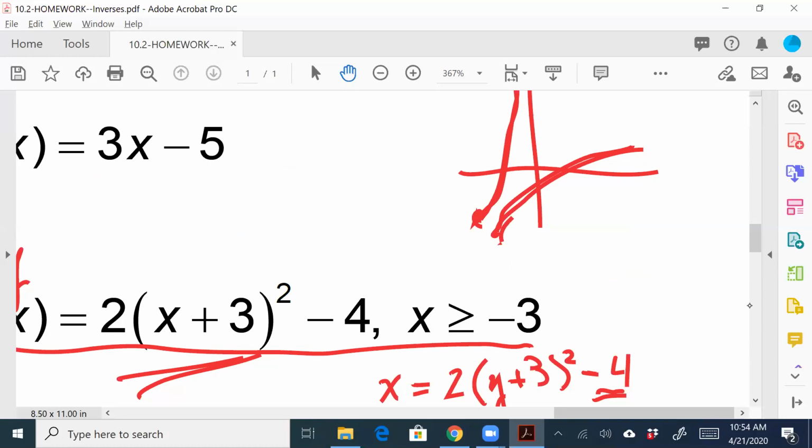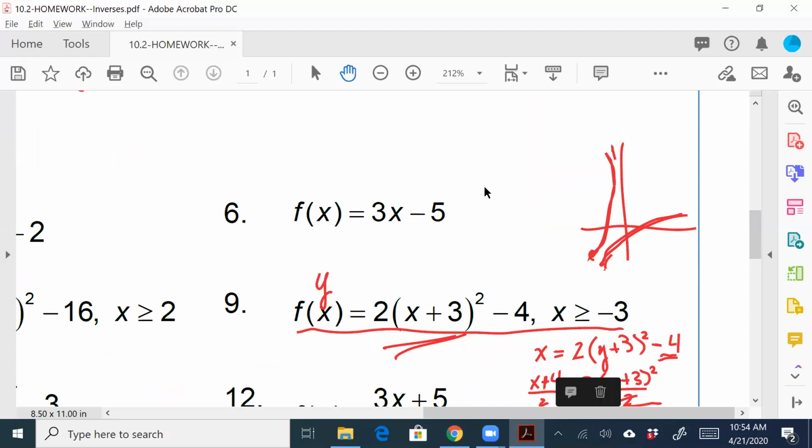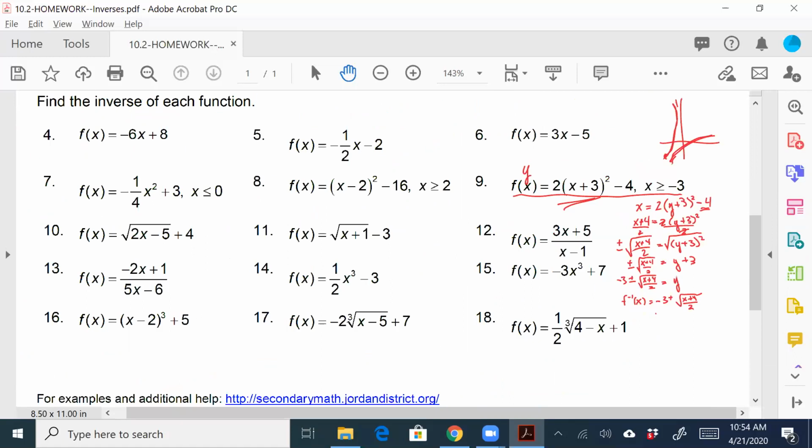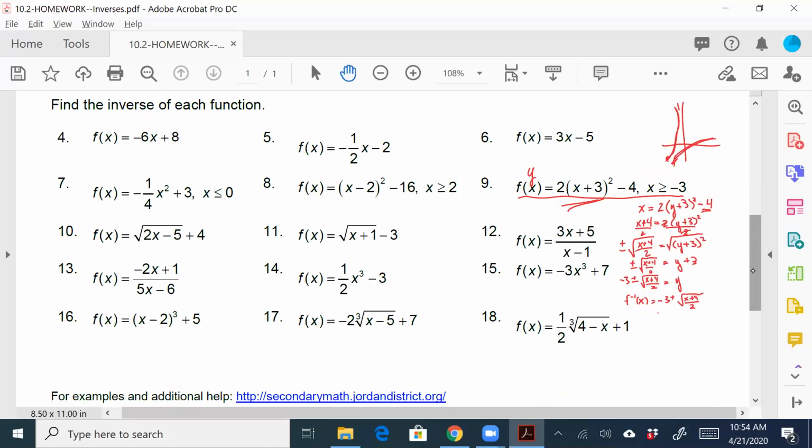That's not what we have, so no. So this would be our inverse down here. All right, and that's it. That's how you do it. What other ones would you like to look at?